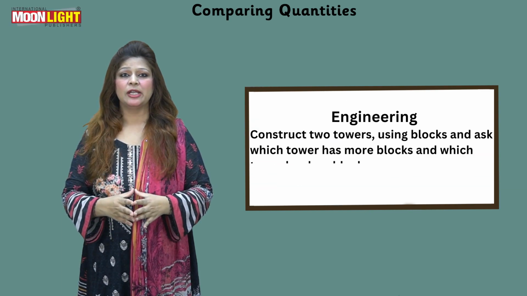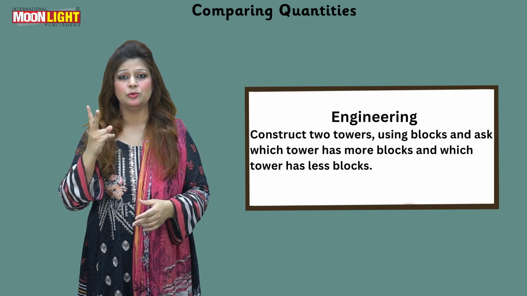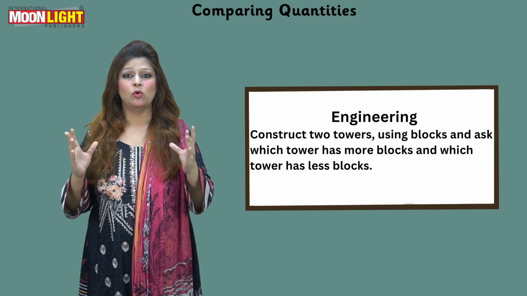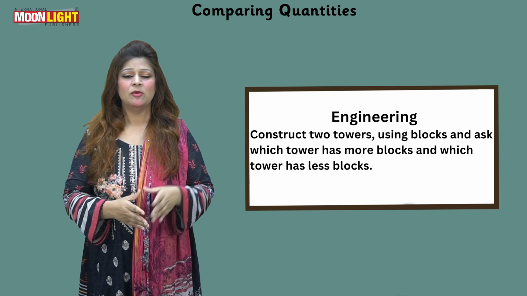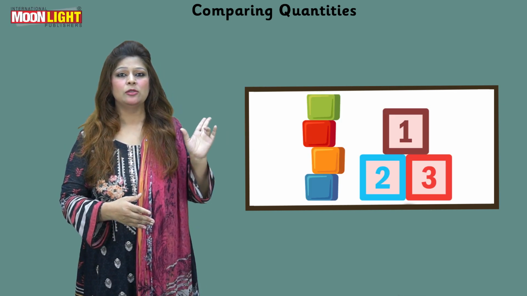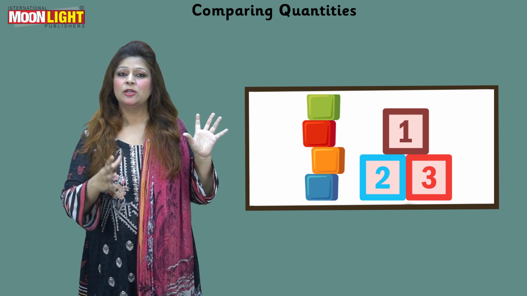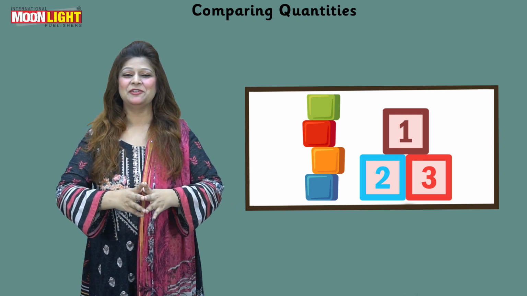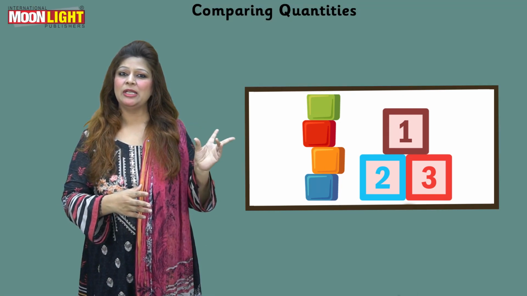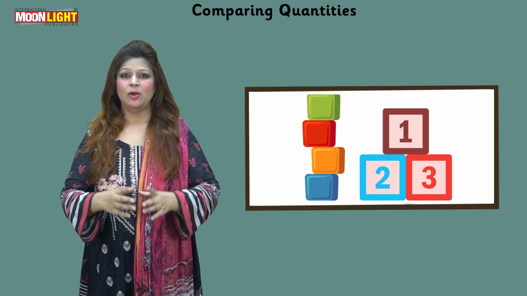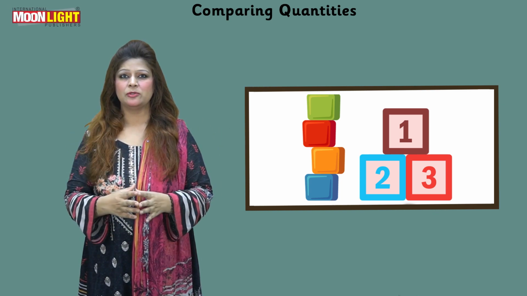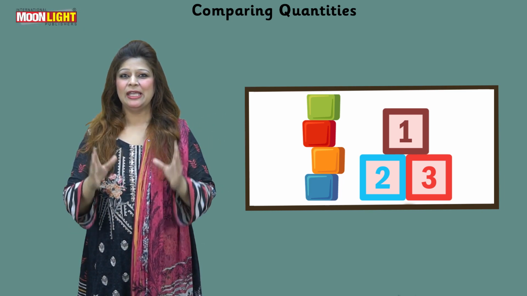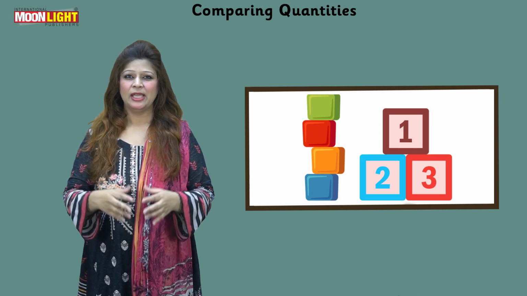For the engineering section activity, instruct your students to construct 2 towers using blocks, and ask which tower has more blocks and which tower has fewer blocks. For example, you can just check the picture out here. 1, 2, 3, 4 blocks are over here to construct a tower. And here you can see the tower position is very interesting. The students have used 1, 2, 3 blocks. So you can ask your students how many are over here and how many are over here in both these 2 towers, and they are going to tell you which one has more and which one has less.